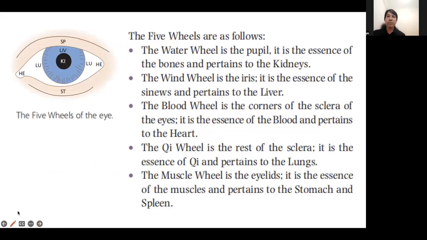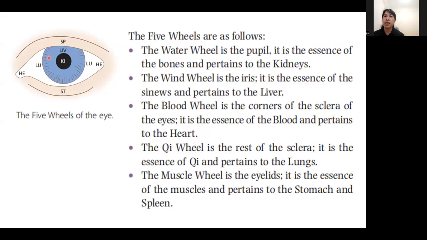This is the 5 wheels of the eye. The 5 wheels are as follows. The water wheel is the pupil. It is the essence of the bones and pertains to the kidneys. The wind wheel is the iris. It is the essence of the sinews and pertains to the liver.